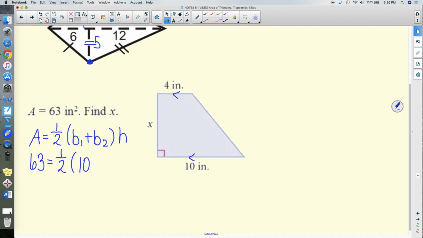1/2. One of the bases is 10, the other is 4. And the altitude we're calling x. This is 1/2 of 14, or 7x. So x, that missing altitude, is 9, and because it's a length, we'd be in inches.